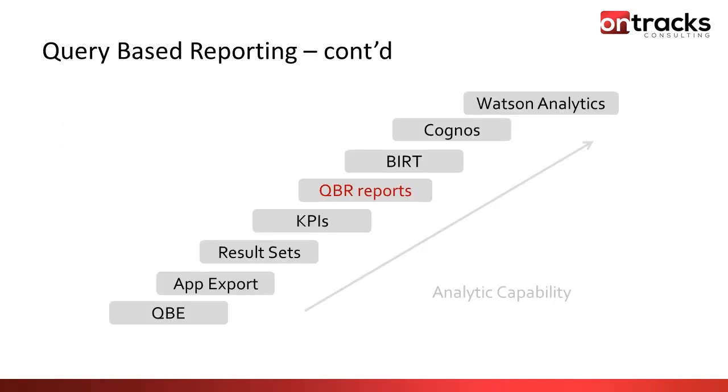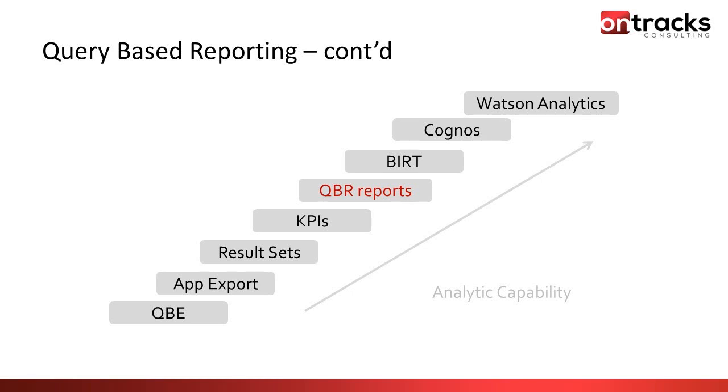Just an overview of the analytics capability of the tools that are with Maximo. Starting at the bottom, we have QBEs and app exports, where we take a list and just dump the results into Excel, into a spreadsheet. Then we've got result sets, so set queries and data portlets that we can see on our start centers. Then we get KPIs, which take some pretty complex queries and can output numbers that give us a really good view of the data in our system.